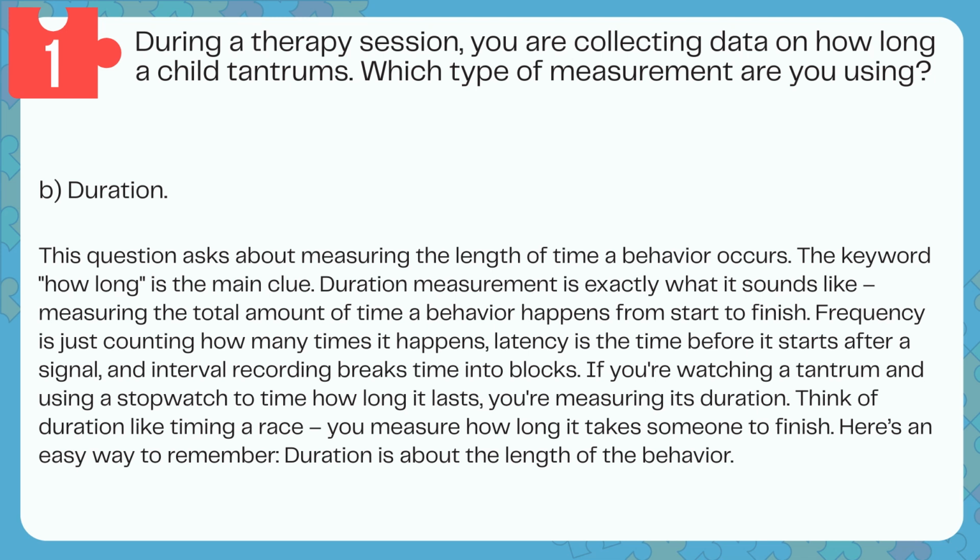The keyword "how long" is the main clue. Duration measurement is exactly what it sounds like, measuring the total amount of time a behavior happens from start to finish. Frequency is just counting how many times it happens. Latency is the time before it starts after a signal, and interval recording breaks time into blocks. If you're watching a tantrum and using a stopwatch to time how long it lasts, you're measuring its duration.